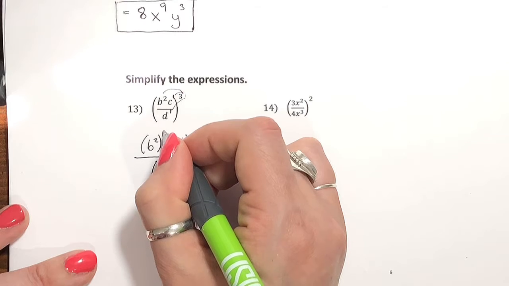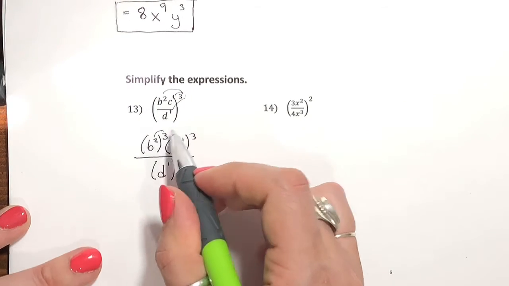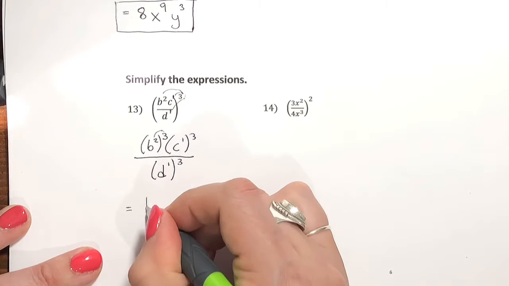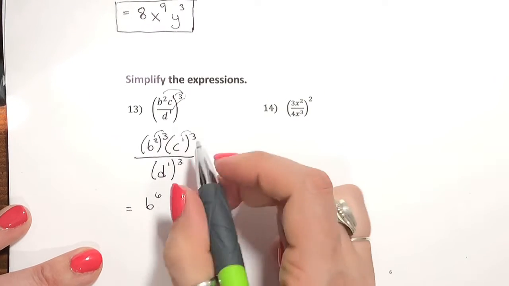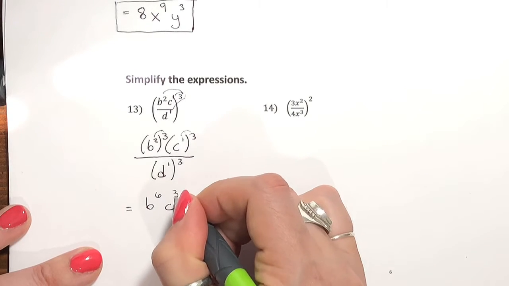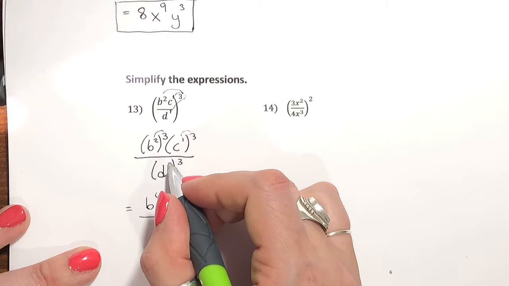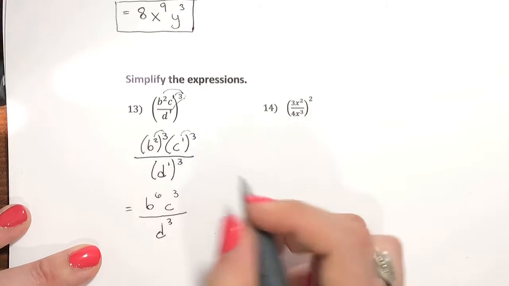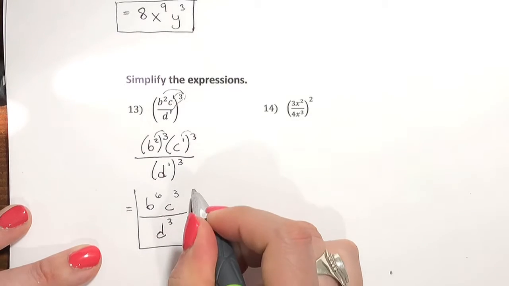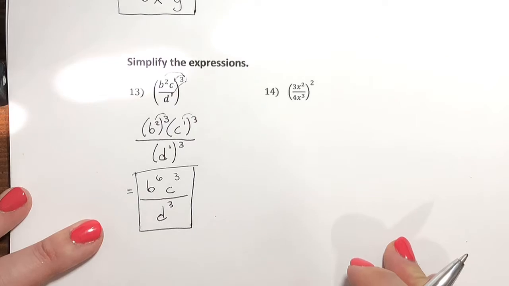But now we're going to do power of a power rule where we times the 2 exponents together. So 2 times 3 is 6. So we get b to the power of 6 here. And then 1 times 3 is 3. So we get c to the power of 3. And then on the bottom in the denominator, we have d, and then the power of 1 times 3 is 3. And that would be your answer. So you have b to the 6th, c to the 3rd, over d to the 3rd.